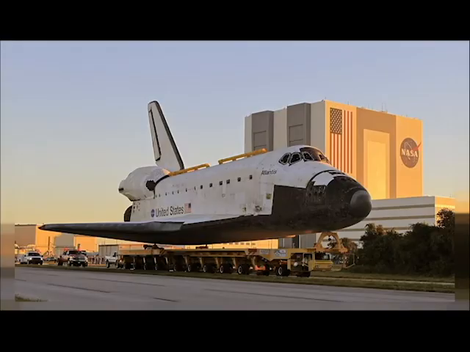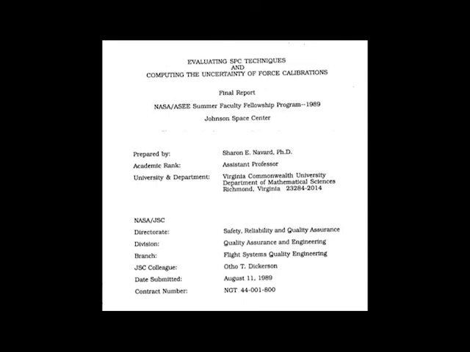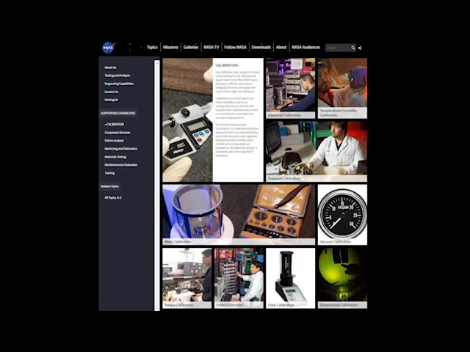During the shuttle era at NASA, a report was written detailing how SPC was used to calibrate all of the machinery used to produce the shuttle parts. The NASA Measurement Standards and Calibration Lab was responsible for managing all NASA and contracted equipment to make sure that the machines were working properly.